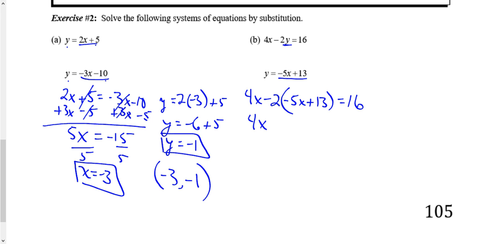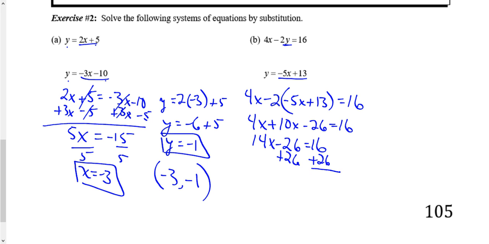So 4x what? Plus 10x minus 26 equals 16. Can we combine some like terms? Yeah. 14x minus 26 equals 16. What now? Add 26. So 14x equals what? 42. Divide by 14. What does x equal? 3.